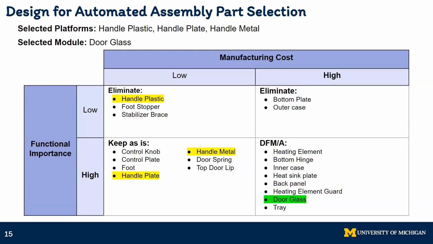Visualizing the components I just mentioned within the quad chart, we see that for the platforms, the handle metal and handle plate are of high functional importance as they are used to close the oven and are relatively cheap to manufacture, whereas the handle plastic is both cheap to manufacture and not key to the function of the oven as it only serves an aesthetic purpose. For our module, the door glass is particularly important in function as it helps to enclose the oven, and additionally, it is also relatively expensive to manufacture.